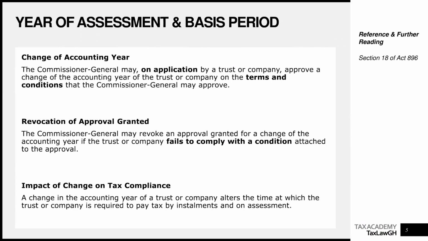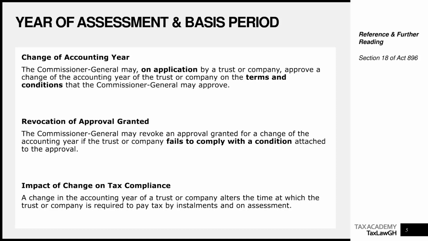Still on the concept of year of assessment and basis periods, let's look at the scenario where a company would want to change their accounting year. Remember, I said companies and trusts are allowed to use their own accounting year as their basis period. So if a company decides to change their accounting year, what are the procedures? What can they do to get this done?